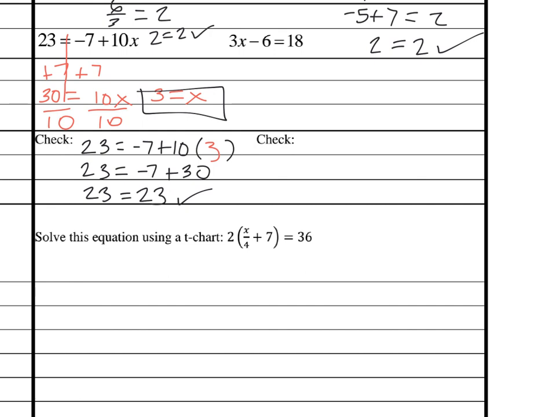3x minus 6 equals 18. Draw the line down. Go ahead and solve this one with t-chart. I'm going to pause here for a second. Give you some time to do this one. Alright, let's see how you did. You should have got rid of the subtract 6 first by adding 6 to both sides.